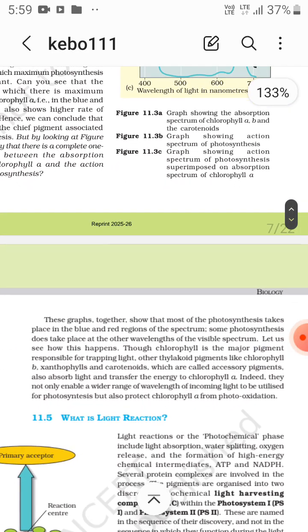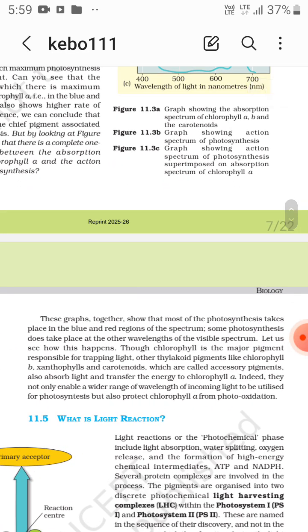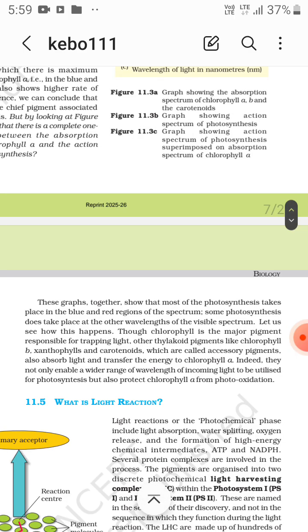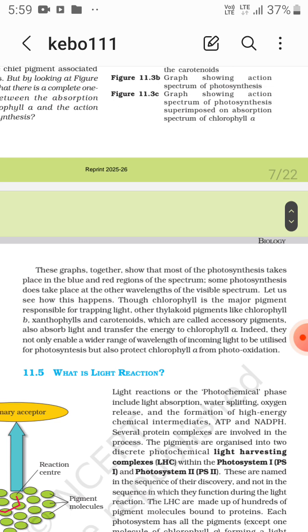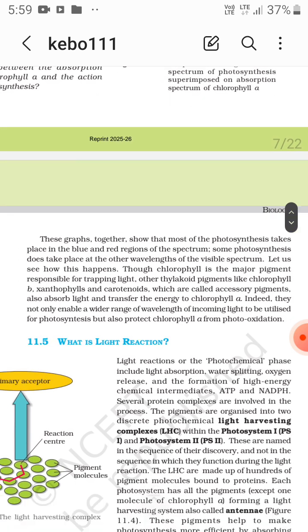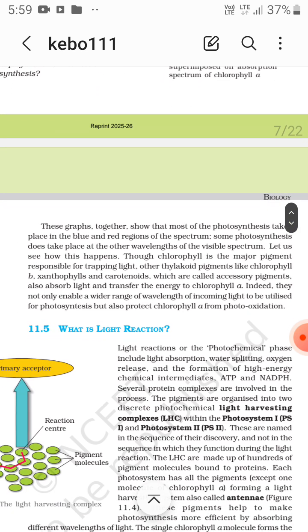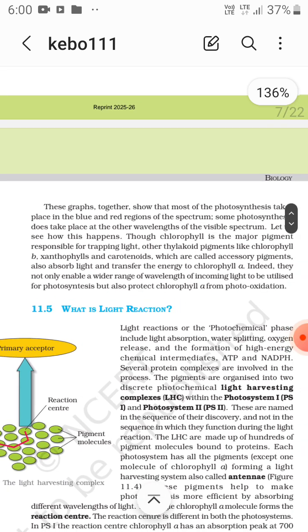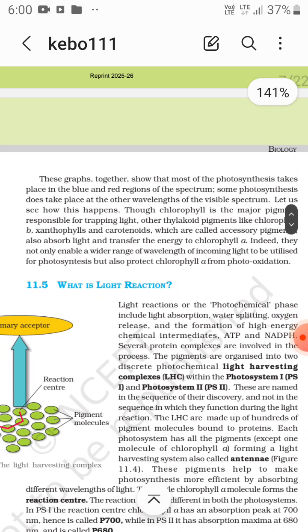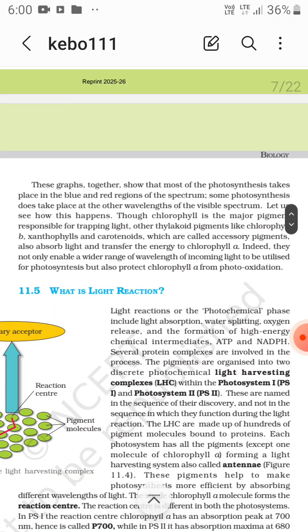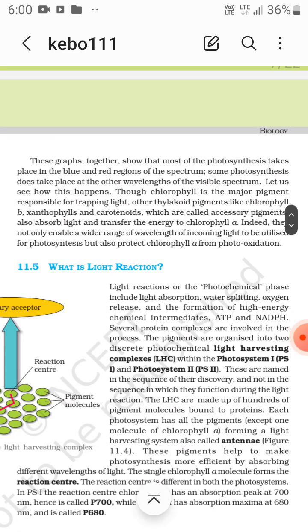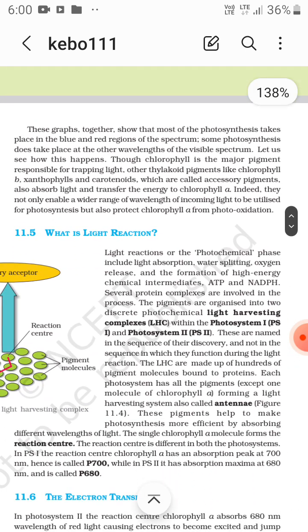Now coming to the next paragraph. So these graphs together show that most of the photosynthesis takes place in the blue and red regions of the spectrum. Some photosynthesis just takes place at the other wavelengths of the visible spectrum too. Though chlorophyll A is the major pigment responsible for trapping light, other thylakoid pigments like chlorophyll B, xanthophylls, and carotenoids, which are called accessory pigments, also absorb light and transfer the energy to chlorophyll A. Indeed, they not only enable a wide range of wavelengths of incoming light to be utilized for photosynthesis, but also protect chlorophyll A from photooxidation.